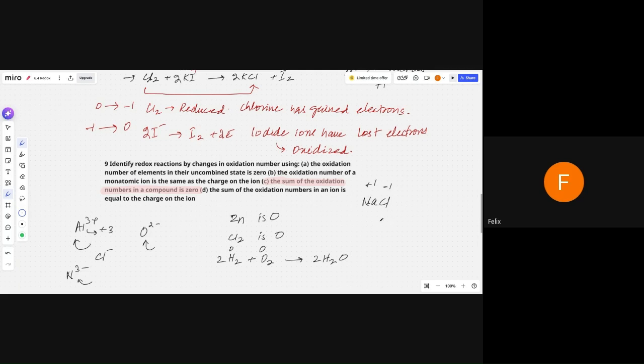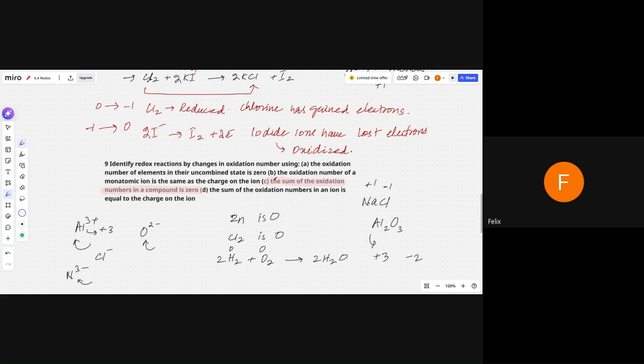So again, aluminum oxide, for example, Al2O3. What will be the oxidation number of aluminum? Aluminum is in group 3, so it will always be +3. So here aluminum is in the oxidation state of 3 plus, and oxygen, since it belongs to group 6, has an oxidation number of -2.